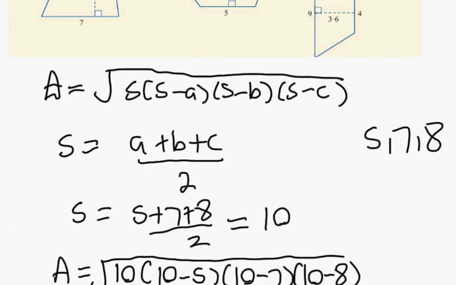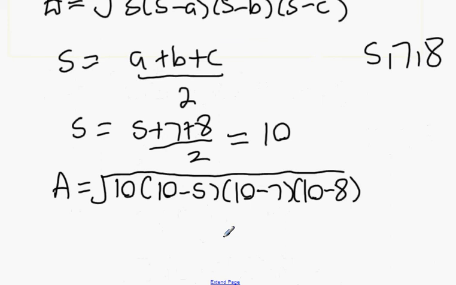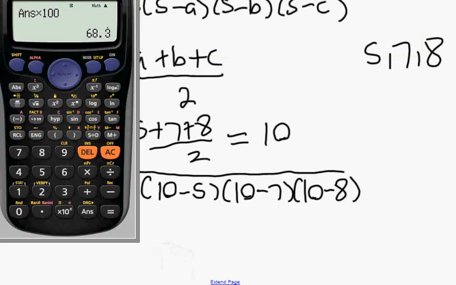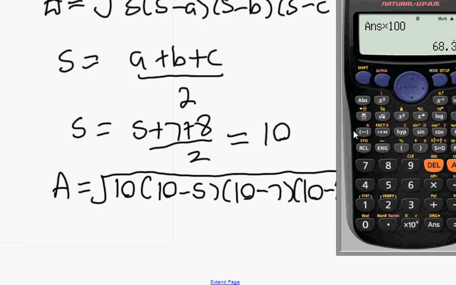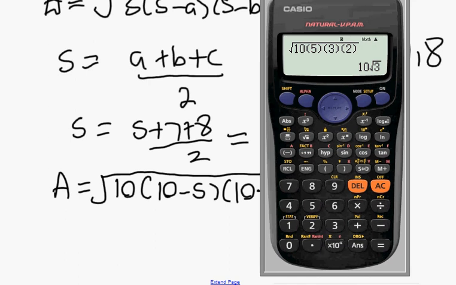And what this should do is give you the area of the triangle. So you're best off just to put it straight into the calculator. It's going to be the square root of 10 brackets. What's 10 minus 5? 5. 10 minus 7, 3, and 10 minus 8 being 2. And the answer will be 10 root 3. So your answer is 10 root 3.